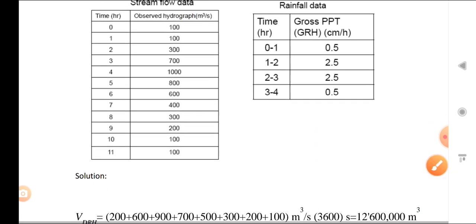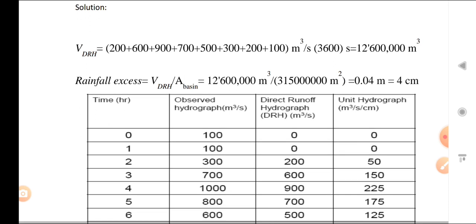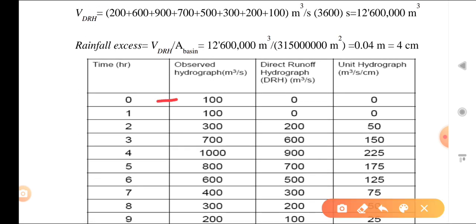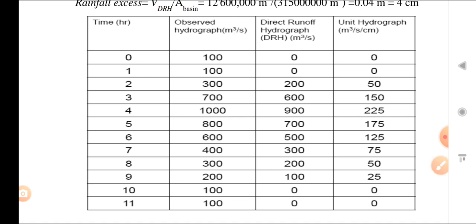Okay, thank you. So now you can see that we have calculated the volume of the DRH, then the ER, and that value is given. So we have to find the direct runoff hydrograph ordinate. How will we find it? We subtract the base flow, and to find the unit hydrograph we divide that ordinate by 4. So that's your third problem. You have to solve it by yourself. I have discussed it in very much detail, so you should practice by yourself.